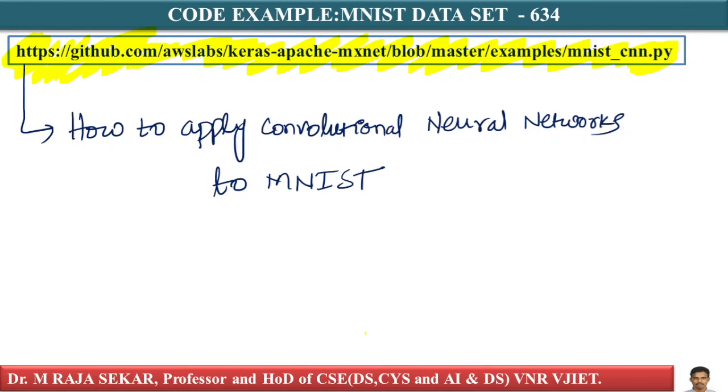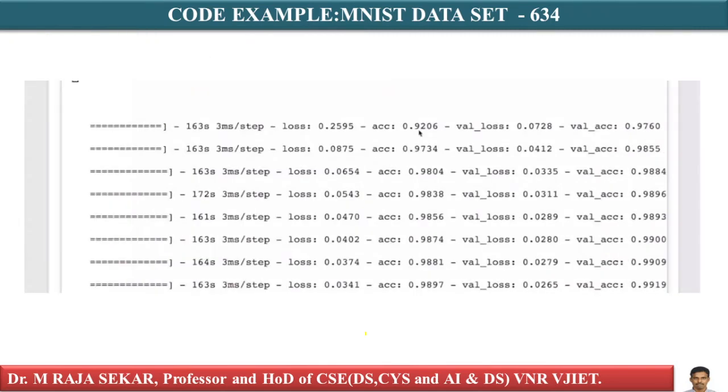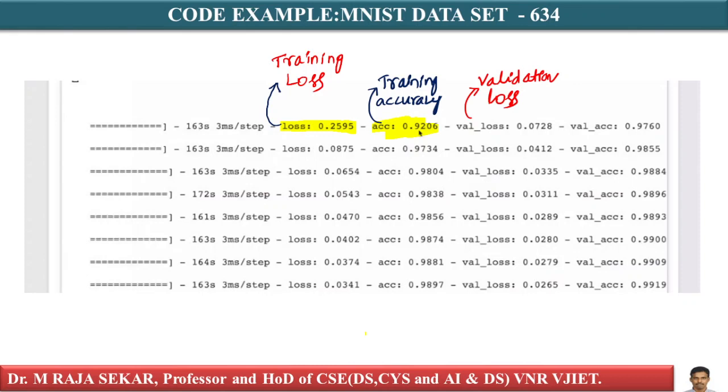When you run it, it takes a few minutes to run, but you will quickly notice that it is converging. Look at the validation loss. Just observe, if I run this one, what will I get? These are the outputs. This is the training loss, training accuracy, validation loss, and validation accuracy.